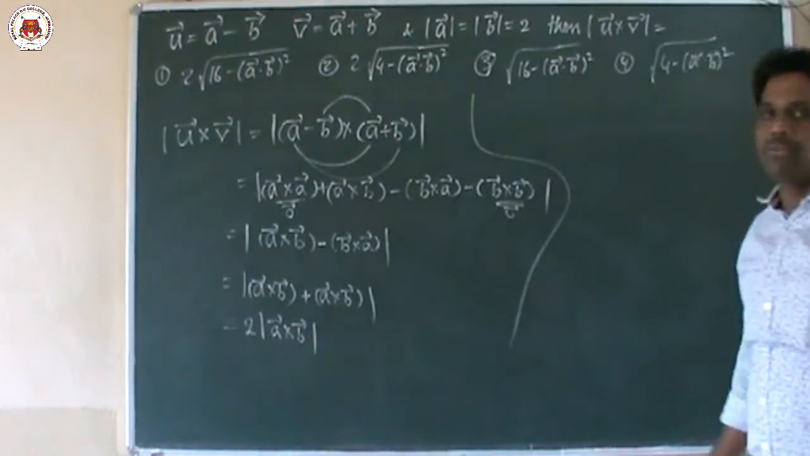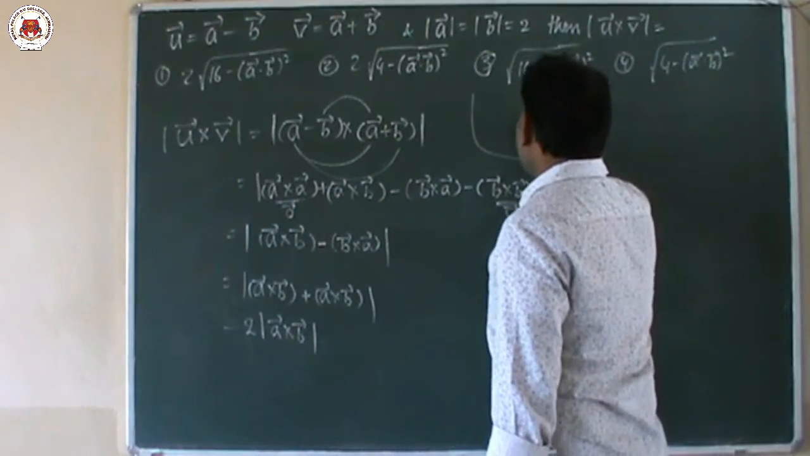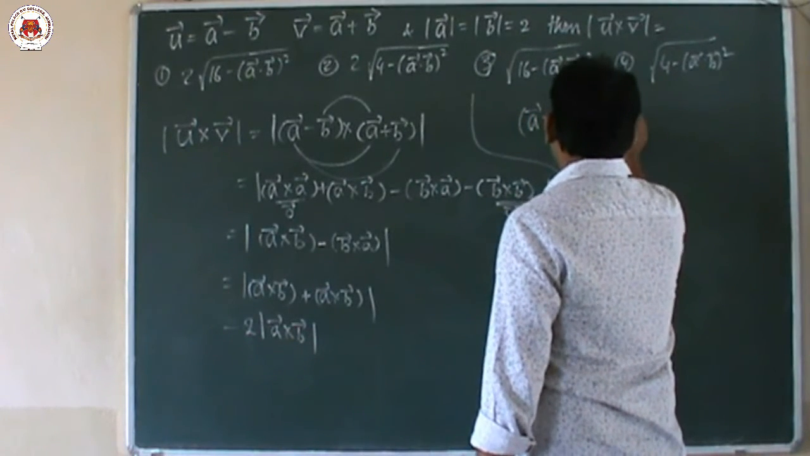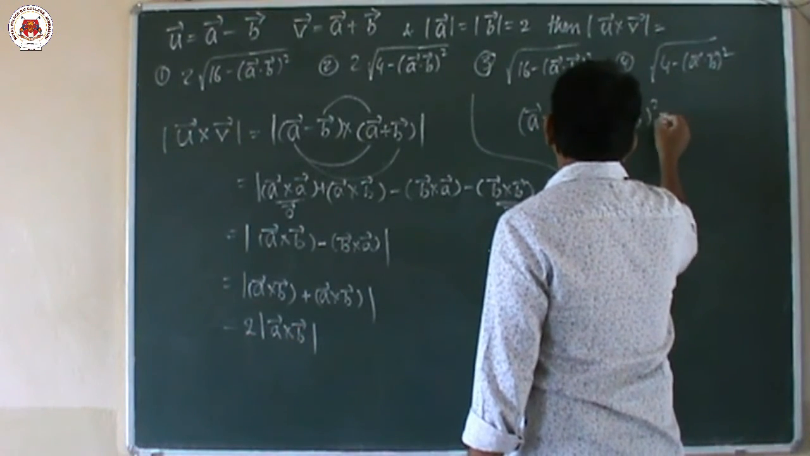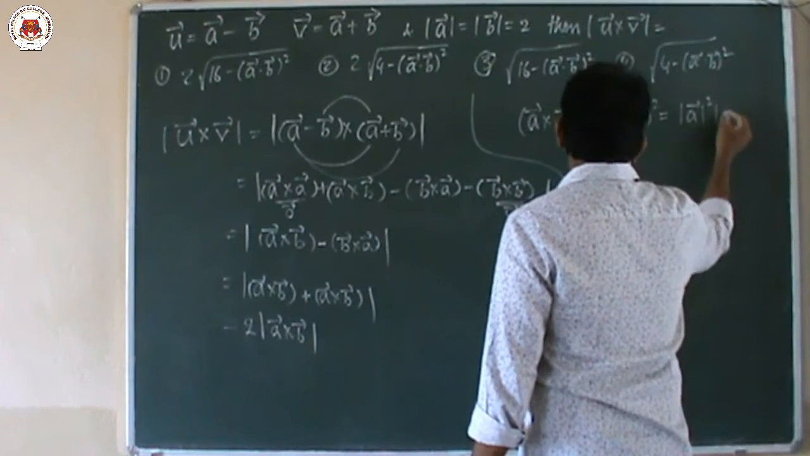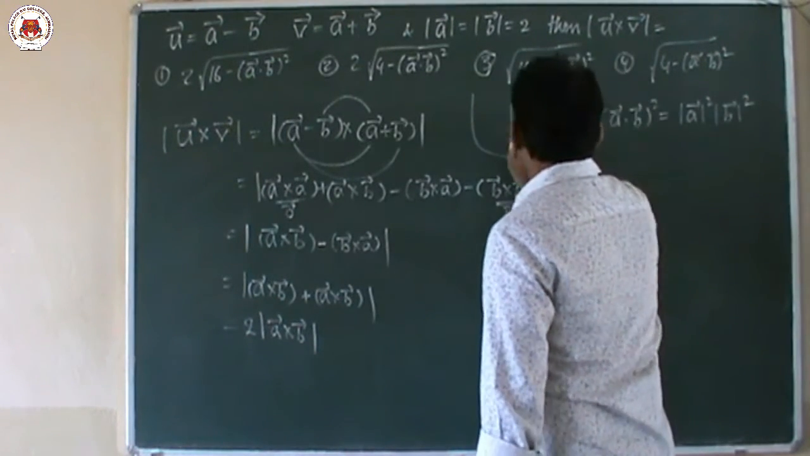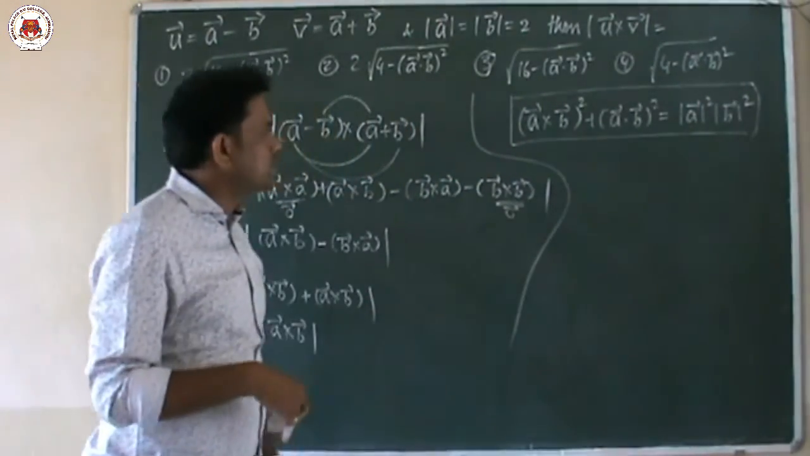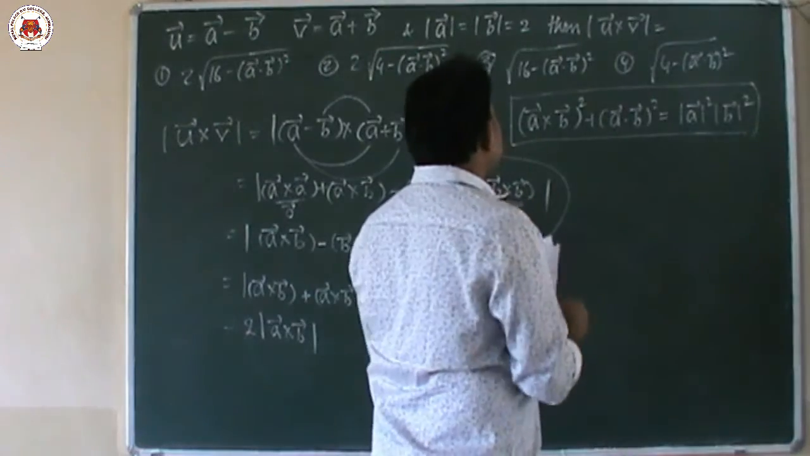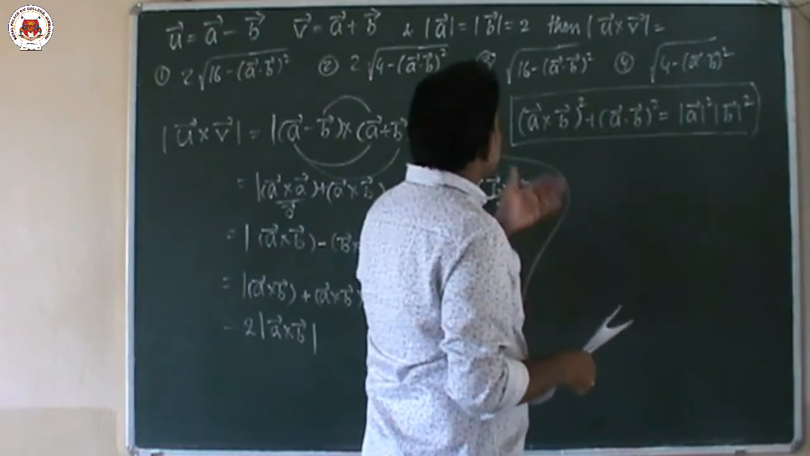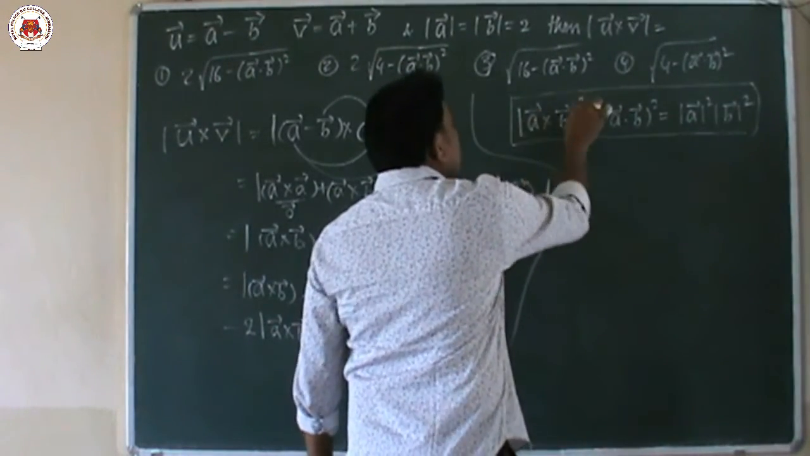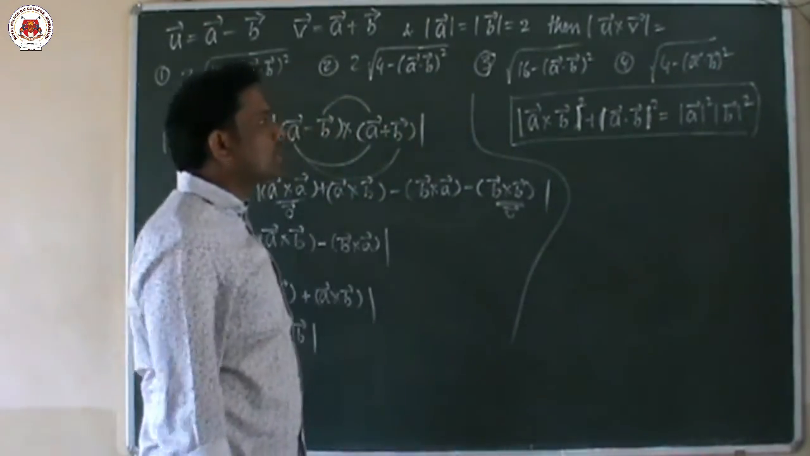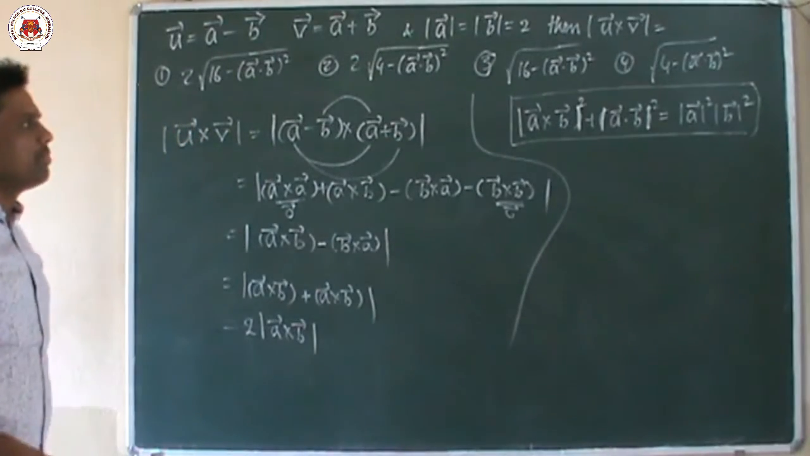So we have one formula. What is that one? Vector A cross vector B whole square plus vector A dot vector B whole square is equal to mod of vector A whole square into mod of vector B whole square. This is the formula we have. One formula and one property, whatever you can say. We can write with mod or without mod, both have the same meaning. Mod of vector A cross vector B whole square plus mod of vector A dot vector B whole square equals mod A vector square into mod B vector square.